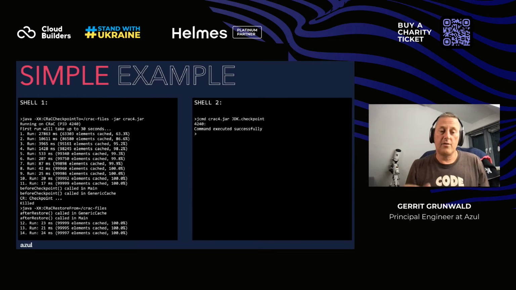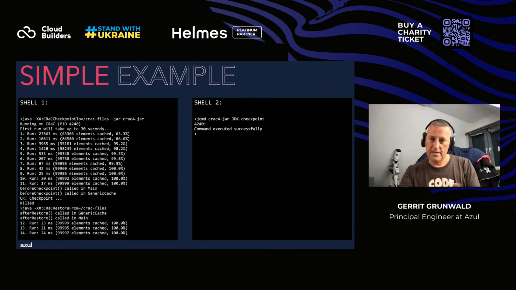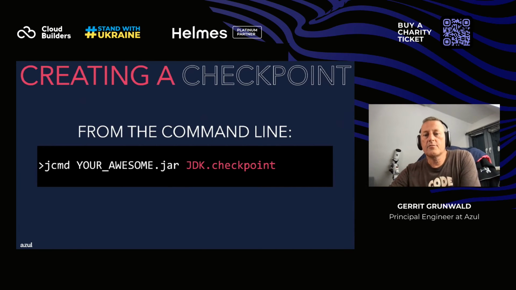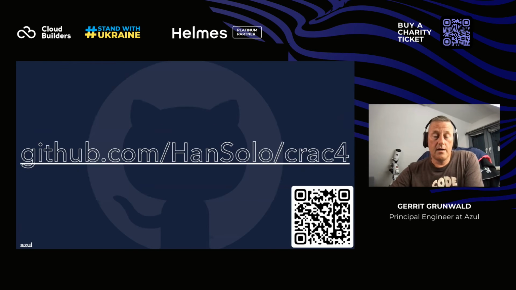And the good thing is I could stop it now and restore it again, and it would be the same. It would start from 12. So that means the whole JVM startup time or application startup time is just gone. It's stored in these files, and I can restart from there. So creating the checkpoint, I can do it like this, jcmd, then your jar file name and JDK.checkpoint, or I can do it from code with Core.checkpointRestore.